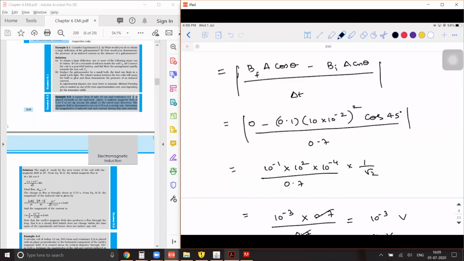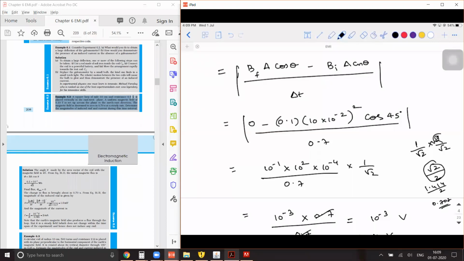Sir, tell me, the value of 1 by root 2 is 0.7. Sorry, the value of 1 by root 2 is 0.707. You will get 1 by root 2 by multiplying and dividing with root 2. Rationalize it: root 2 divided by 2. Root 2 is 1.414, divided by 2 gives 0.707. The reason I told you is that in the 7th chapter this 1 by root 2 is used a lot, so you have to remember this value.